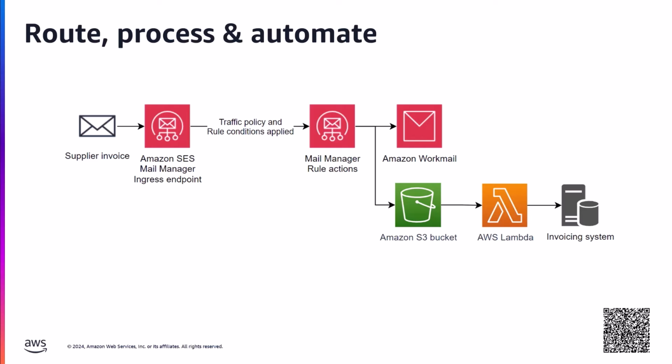With Mail Manager, you can identify emails with attachments and store them in an Amazon S3 bucket. Using S3 event notifications, you can invoke an AWS Lambda function to read these emails and attachments. After processing them with custom code, the invoices can be added to the invoicing system, automating data entry. Considering that Mail Manager rule sets can have multiple actions, emails with attachments will also be sent to Amazon WorkMail, allowing accounting employees to double-check that the invoice entry in the invoicing system has been done correctly.